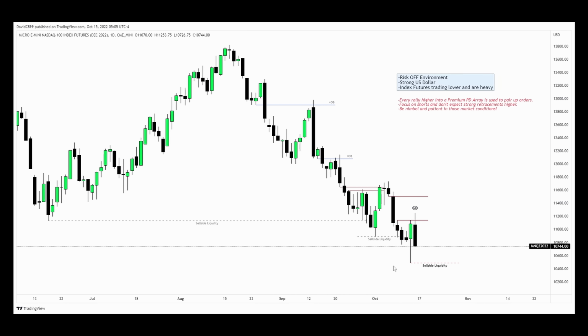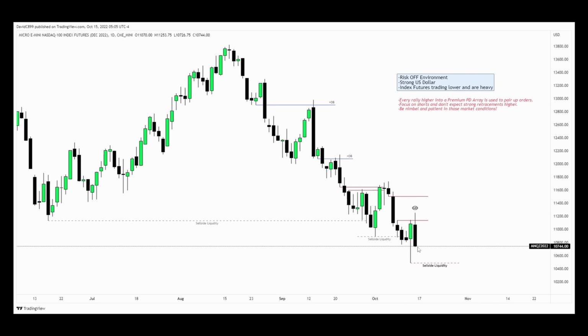Welcome to the market outlook for the upcoming trading week. In the previous week, we saw that price traded lower into a higher time frame discount PD array to finally seek this sell side imbalance. This is what we can see here. Price rejected it and traded lower for the close on Friday. I'm expecting a risk off environment to continue and I'm looking for lower prices in the index futures.